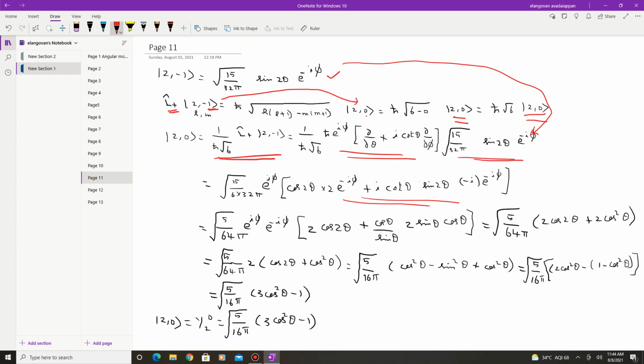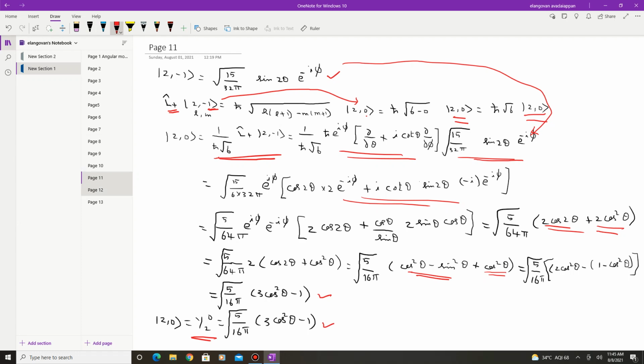On simplification, e power minus i phi can be taken outside the bracket, and if you further simplify the terms within the bracket, this term is 2 cos theta, and this is 2 cos square theta, and cos 2 theta plus cos square theta. Cos 2 theta is cos square theta minus sin square theta. If you simplify, finally you get this result. So Y(2,0) is square root of 5 by 16 pi into 3 cos square theta minus 1. So the Y(2,0) function is calculated.